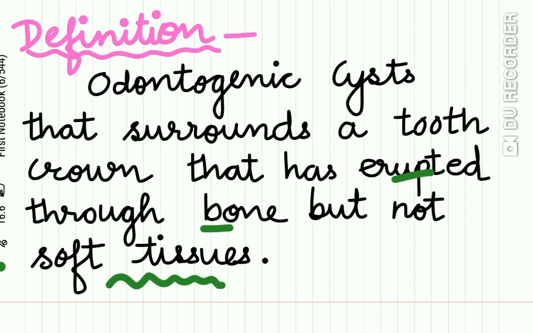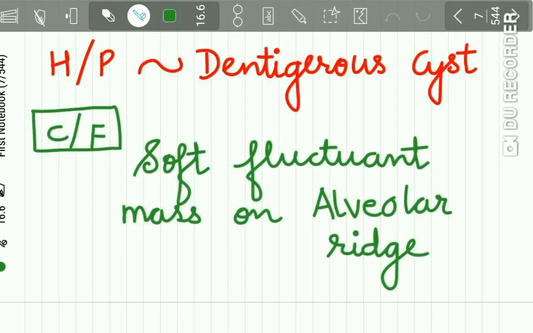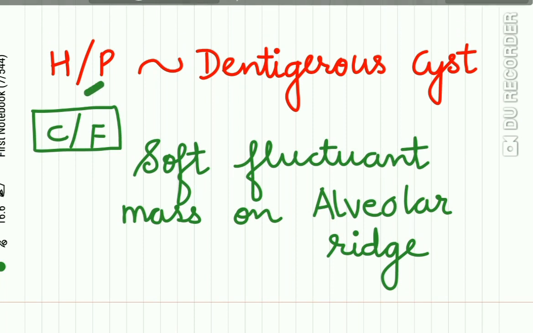Before proceeding with the further part of the lecture, make sure you have watched the lecture on the dentigerous cyst, which I have already uploaded on the channel. So, coming to the eruption cyst, it is a cyst that surrounds the tooth crown that has erupted through the bone but not through the soft tissue. Now, the histopathology of an eruption cyst is very similar to a dentigerous cyst.